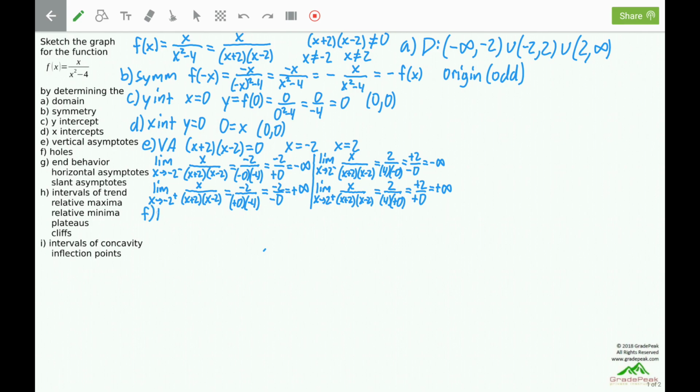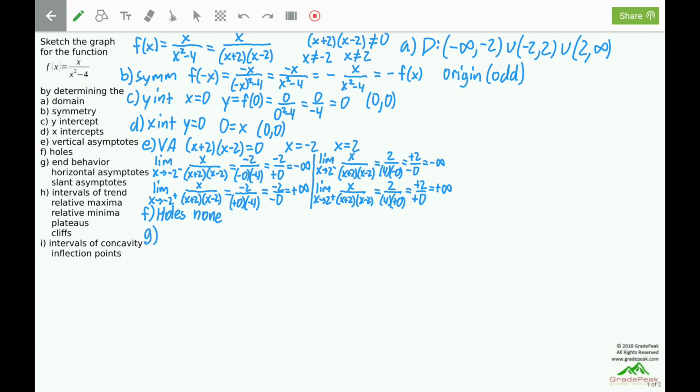For part F, we want to determine if there are any holes in the graph. These will occur if there are any factors in the numerator that cancel out fully with factors in the denominator. There are no factors that cancel here, so for holes there will be none.